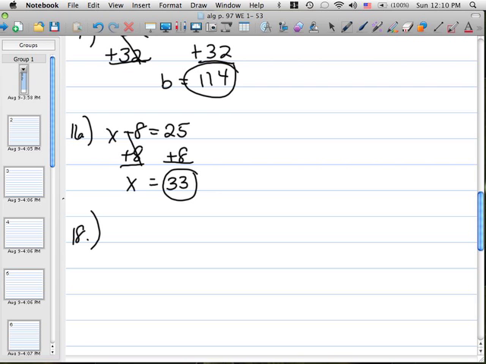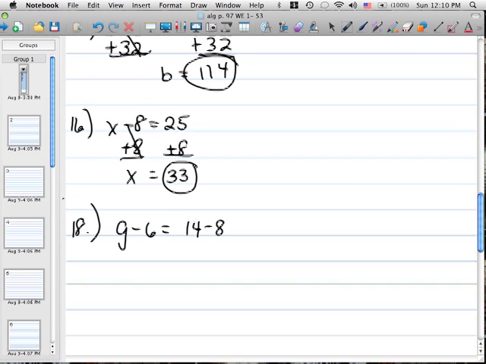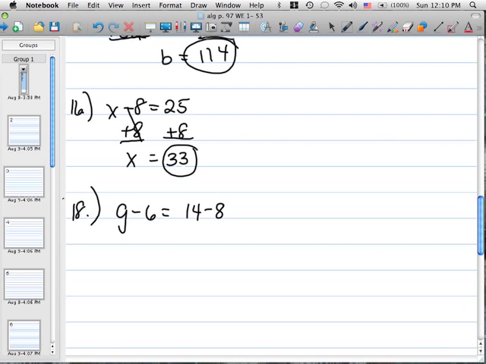Skip a line, 18, we have g minus 6 equals 14 minus 8. Now here's where we're going to use substitution. You should never start transforming until both sides are in simplest form. The left is fine, but the right, 14 minus 8, we could substitute that with 6. Now I can begin the transformations. Minus 6, I would add 6 to get rid of that. So g equals 12.